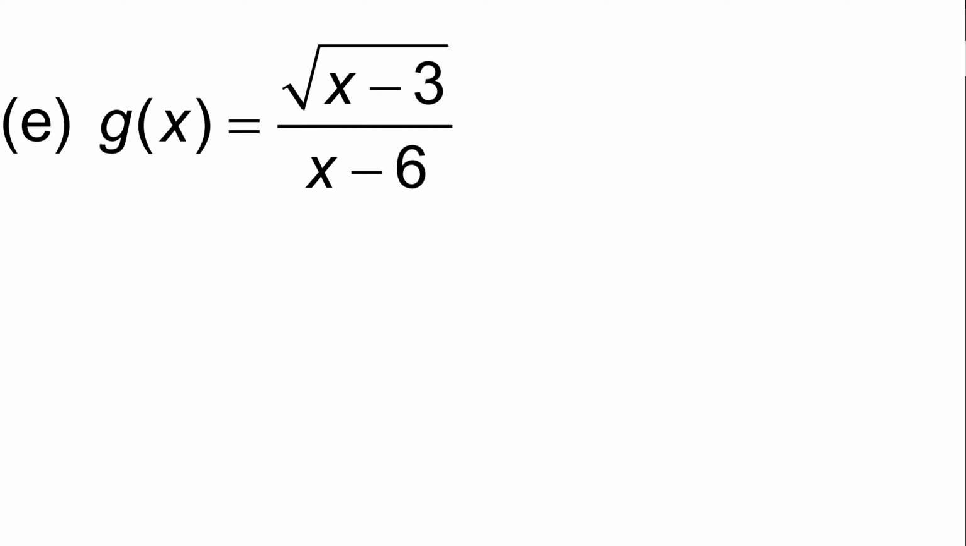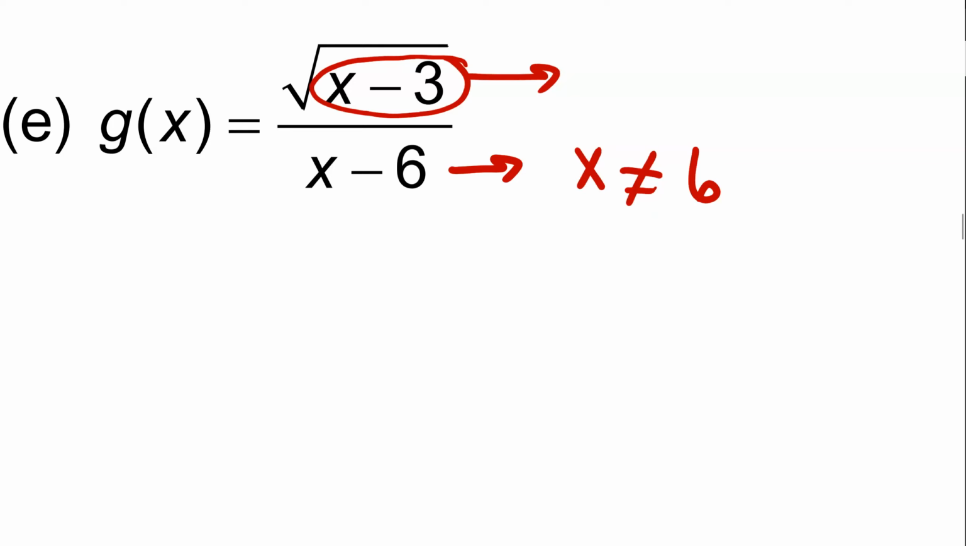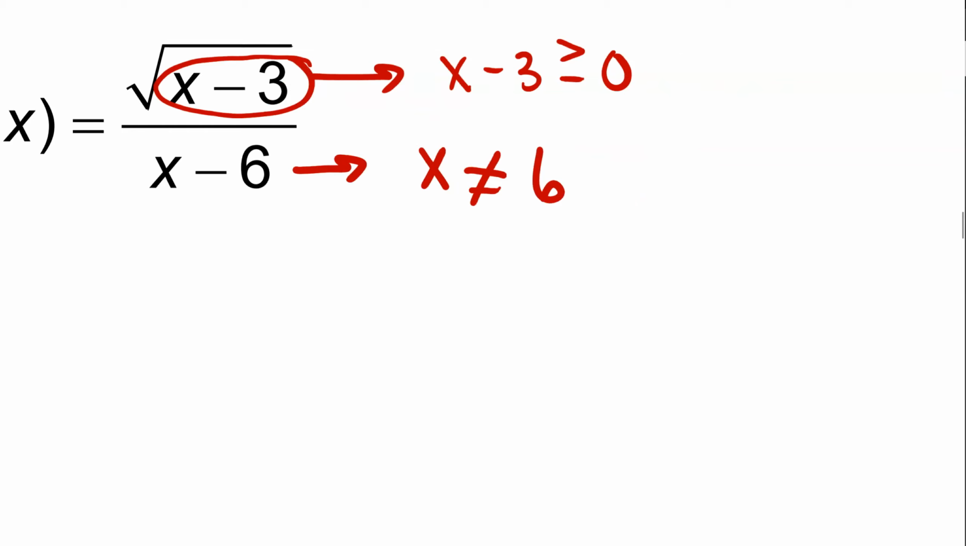Okay, so first things first. I can't have the bottom equal to 0. So x cannot equal 6. Right? So if x equals 6, the bottom goes to 0. Second thing, I can't take square root of a negative number. So up here, I know that x minus 3 must be greater than or equal to 0.